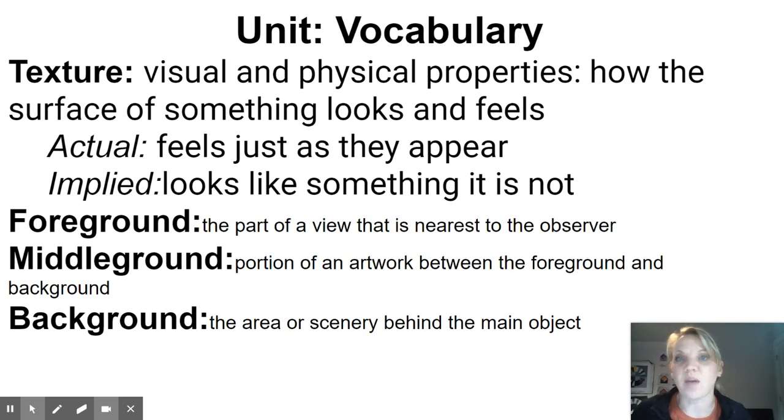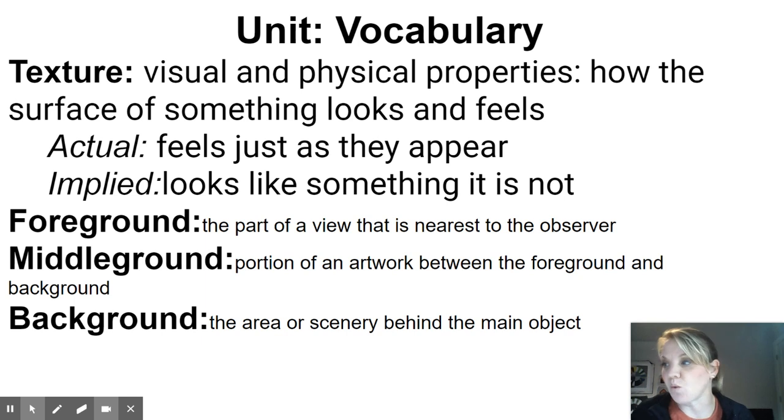So here's our vocabulary for the unit. We're going to be talking about texture, the visual and physical properties, how the surface of something looks and feels. Sometimes the texture can be actual, so it feels just as it appears. And sometimes it can be implied. It looks like something it is not.